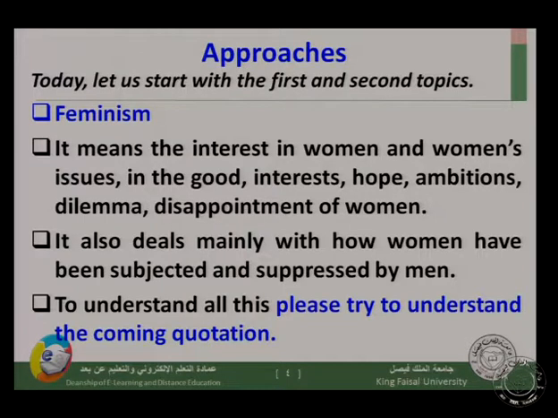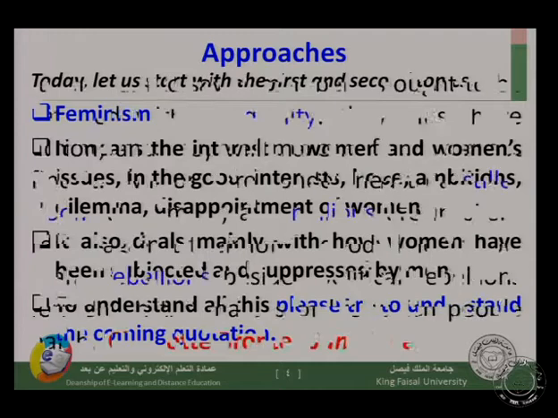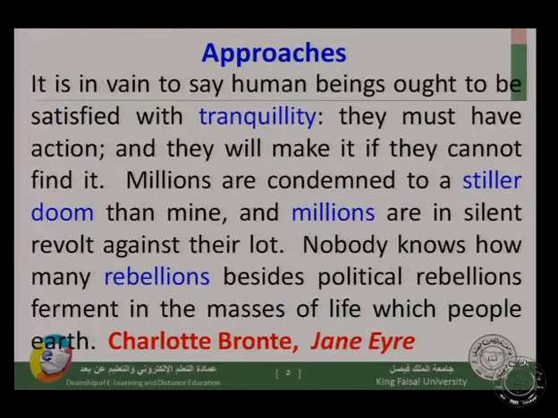It's a small one, but the language is archaic, it is a bit old, and you need to focus your attention so much so that you understand it all. When you understand it, you will understand the novel very much. I will explain it bit by bit, and I will comment on it later. It is in vain, that is to say, it is useless to say that human beings, people in general, ought to be satisfied with tranquility.